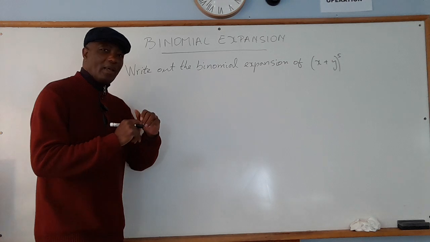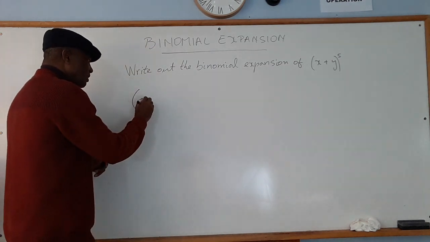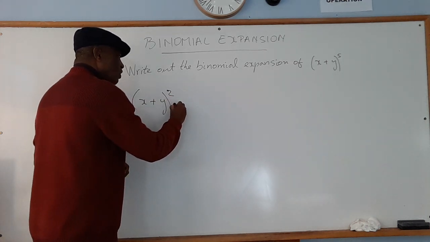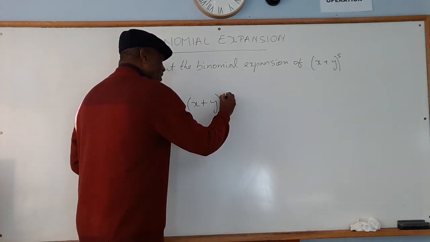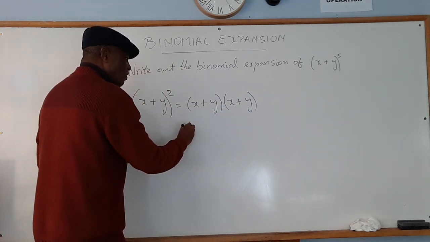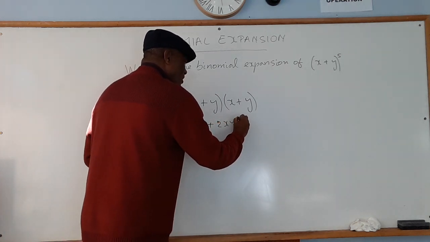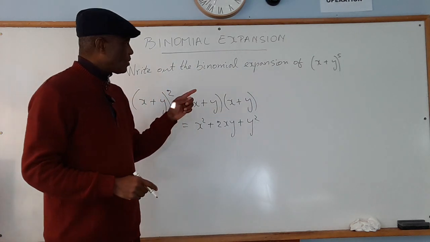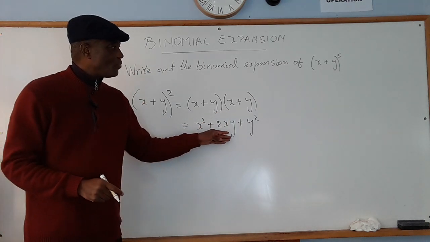Remember, in junior circle, we have learned that when we have (x + y) squared, we can expand it in the normal way, and then you multiply out, and finally you will get x squared plus 2xy plus y squared. So by multiplying out the first bracket by the second bracket, we get this.